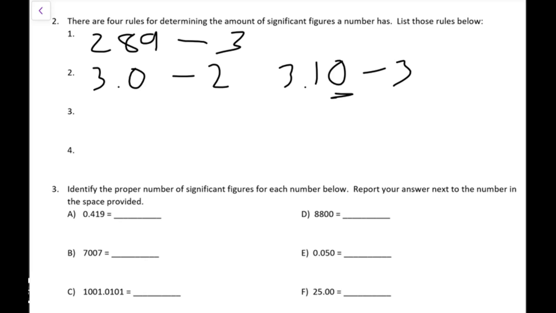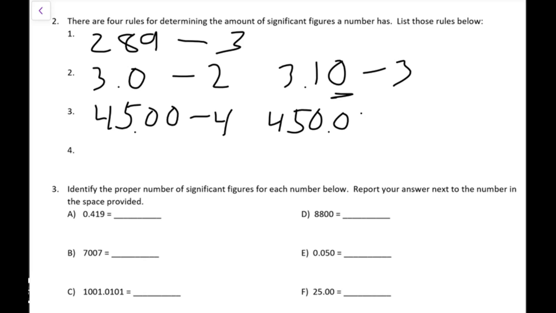Rule number 3 is any zeros between 2 other sig figs, including the ones that are at the end, are also significant. So for example, if you have 45.00, obviously that's four digits from rule number 2. But if we have 450.00, that's 5. This 0 is significant. Whereas if we just have 450, this is just 2 sig figs. That 0 is not significant there.